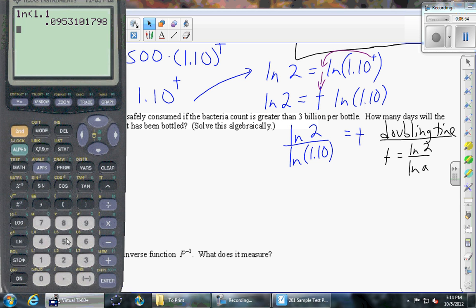So let's see how close that is on the calculator. So we're doing ln of 2 divided by ln of 1.10. Something near 7.2 days. That's pretty close. So about 7.27.